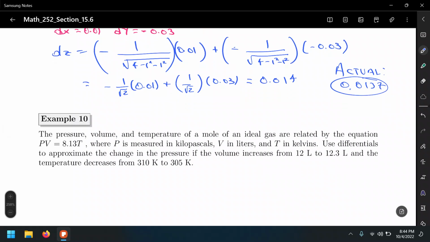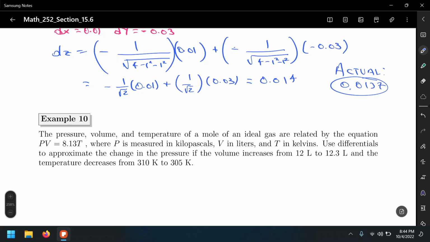So what do we have? The pressure, volume, and temperature of 1 mole of an ideal gas are related by the equation PV equals 8.13 T, where P is measured in kilopascals, V in liters, and T in kelvins. Use differentials to approximate the change in the pressure if the volume increases from 12 liters to 12.3 liters and the temperature decreases from 310 kelvins to 305 kelvins.